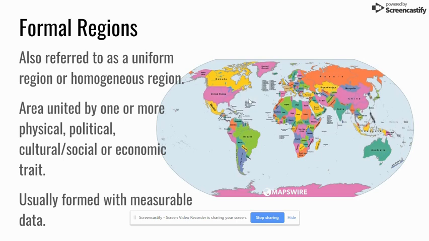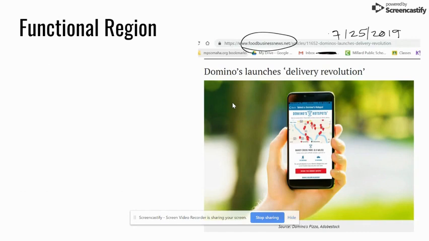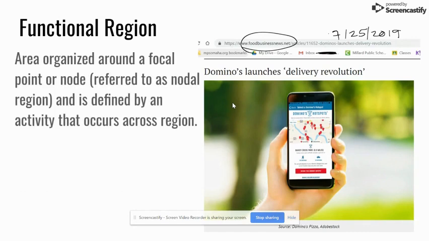What gets tricky then is when we use the United States as a formal region, we could also use the United States as a functional region. A functional region is any area that is organized around a focal point or a node, which is why it's also referred to as a nodal region. And then it shares an activity that really is possessing that space, that moves across that space. So if we looked at the United States as a functional region, we'd have to point to our political node, which would be our capital in Washington, D.C.